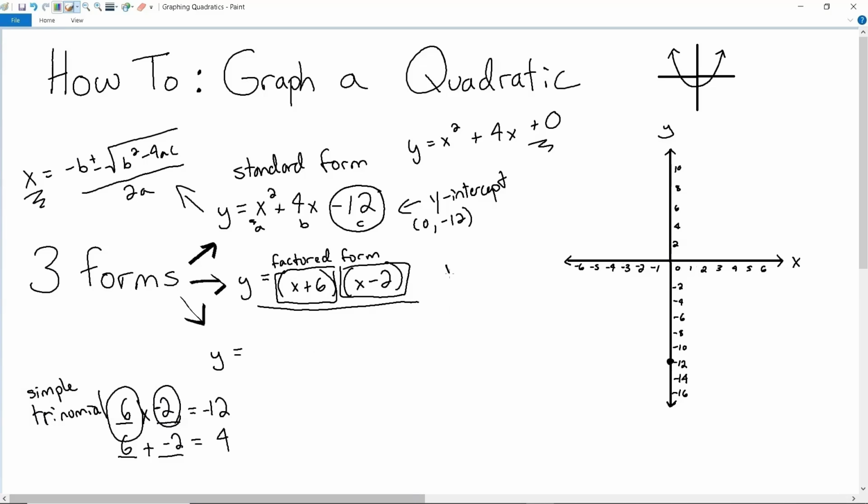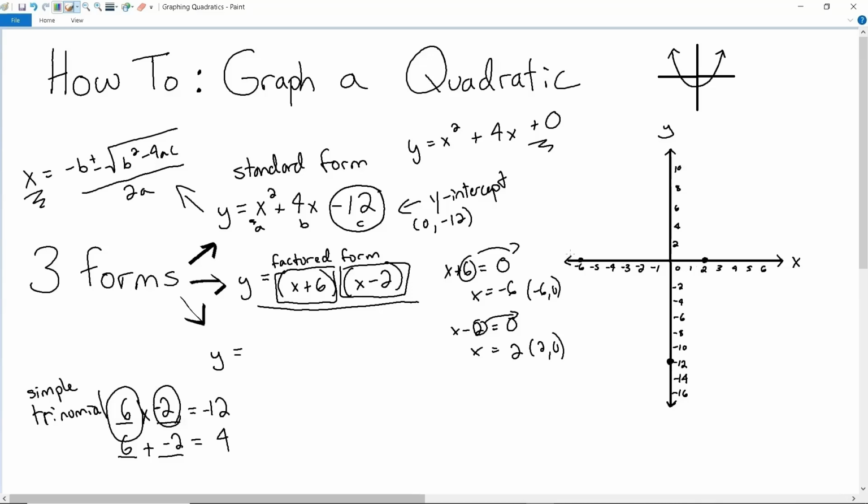So let's do x plus 6 first. I'm going to move the 6 over here. I get a negative 6. And then if I do the same with x minus 2, I get a positive 2. So there we have it. We've got 2 new points to graph here. I've got (-6, 0) and (2, 0).